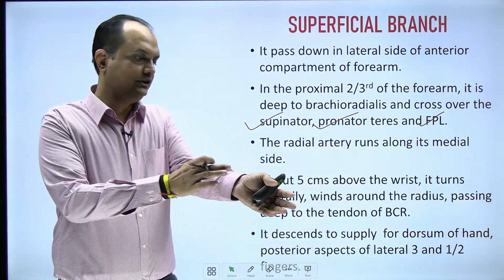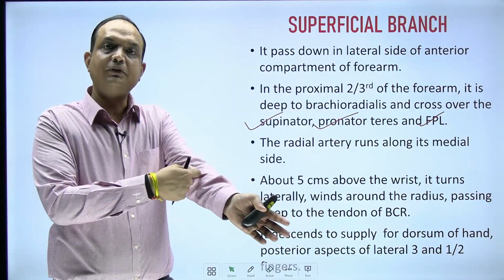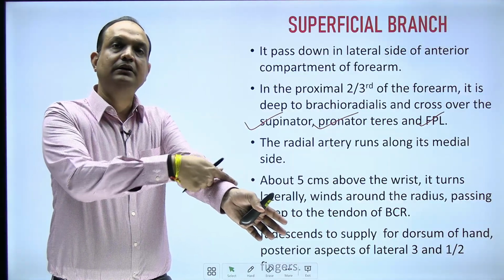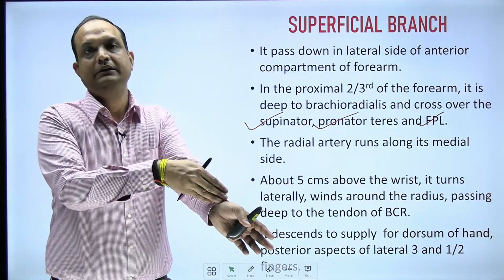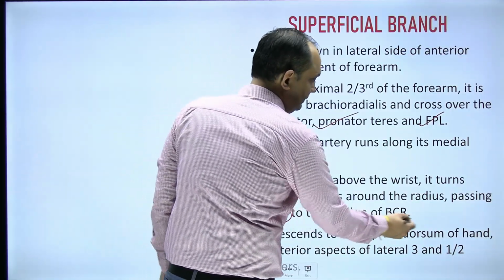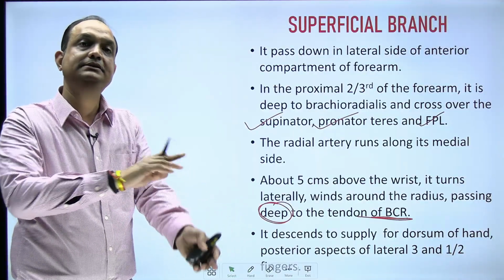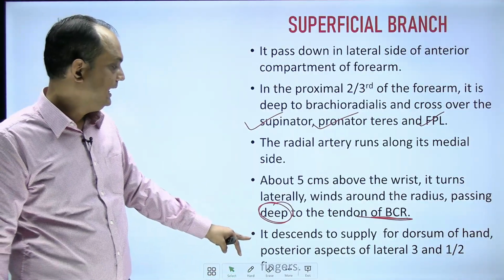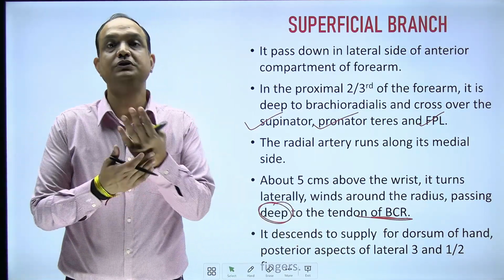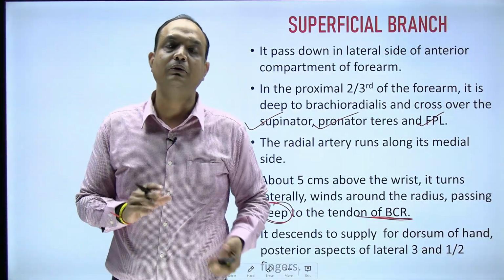Around 5 cm above, that means at the junction of the lower 1/3 and upper 2/3 of your forearm, the superficial branch of the radial nerve takes a turn. Once it takes a turn, it lies deep to the tendon of brachioradialis. So keep in mind that when the nerve takes a turn along the lateral border of your radius, it lies deep to the brachioradialis, and then it descends to supply the dorsum of the hand, and it also supplies the posterior aspect of 3½ digits. So what are you able to understand here?